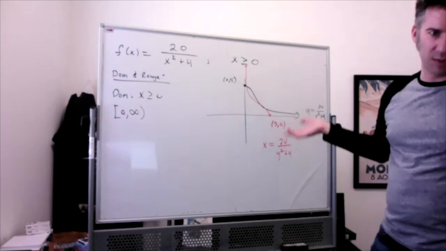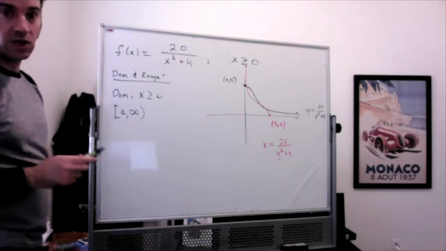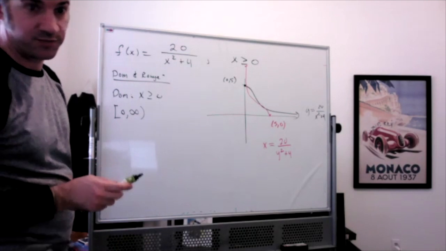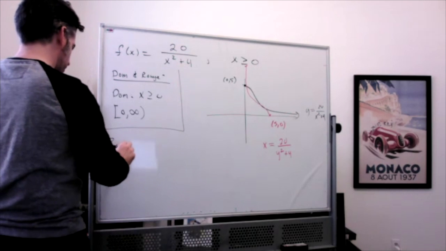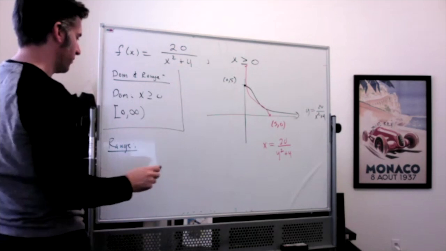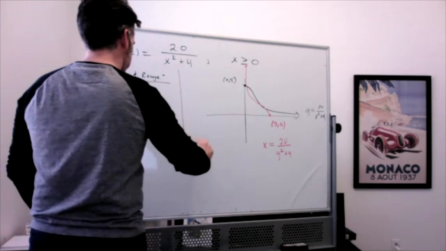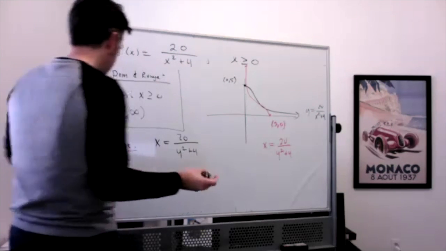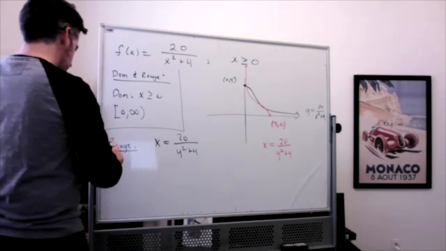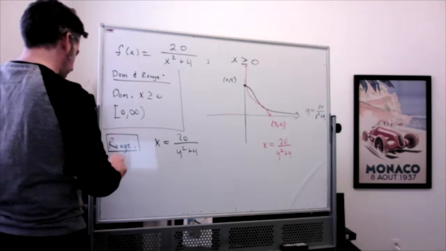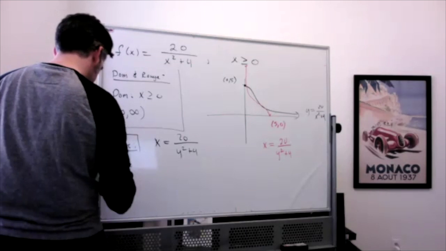But let's pretend we didn't know what the graphs were. So let's use the inverse to find the range. First we're going to switch x and y. So x equals 20 over y squared plus 4. Now I want to be very, very specific here. I'm trying to find the range, because I'm trying to find the domain of f inverse of x.